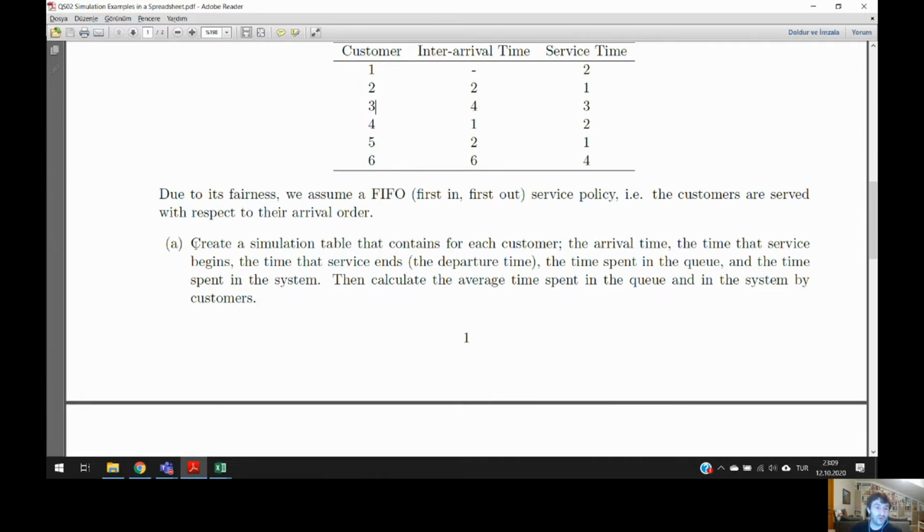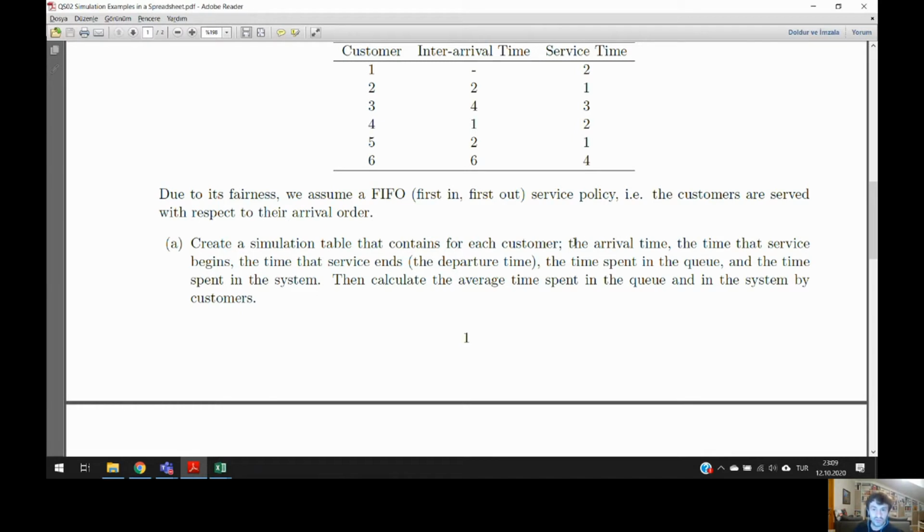Now, the first part of the question asks us to create a simulation table. So by simulation table, we are talking about the spreadsheet application, and it is going to contain for each customer the arrival time, the time that service begins, the time that service ends, the time spent in the queue, and the time spent in the system. So we are being asked 5 things to record in that table.